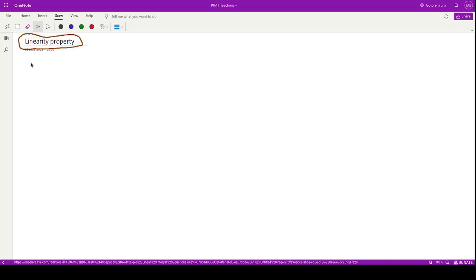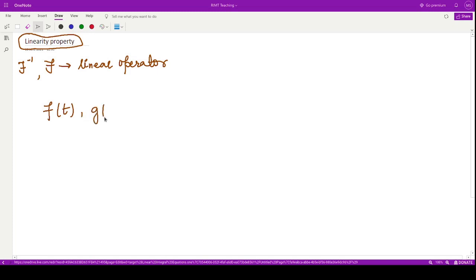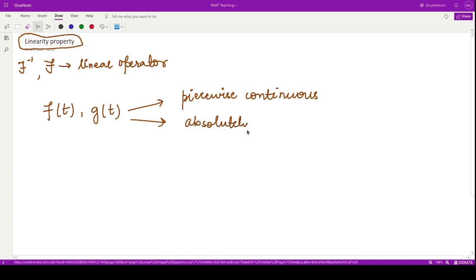So what does this linearity property do? It says that the Fourier transform is a linear operator, and moreover the inverse Fourier transform is also linear in nature. What do we mean by linear? Suppose you have two functions, f of t and g of t. They are both piecewise continuous, and additionally they are absolutely convergent. So in that case, we are able to define the Fourier transform of these two functions.